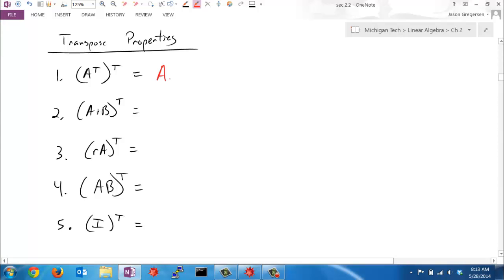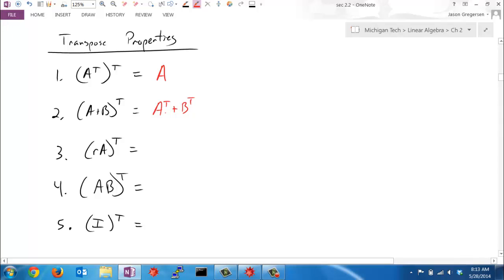What about the transpose of a sum? A plus B, that quantity transposed. What's going to happen here? A transpose plus B transpose. Absolutely. Now that just looks right. That seems to make sense. Remember, we should try to think through it a little bit.